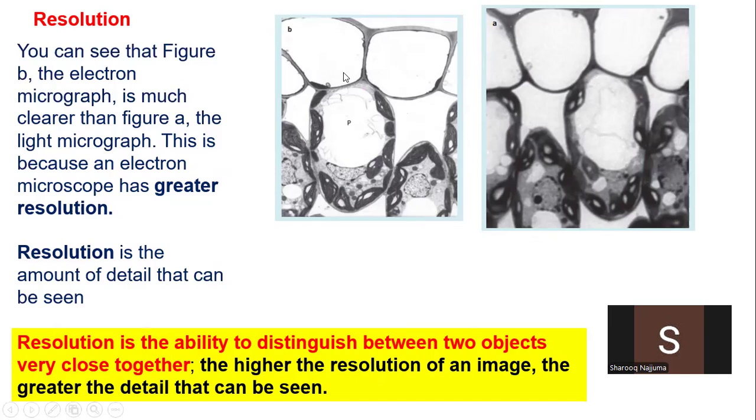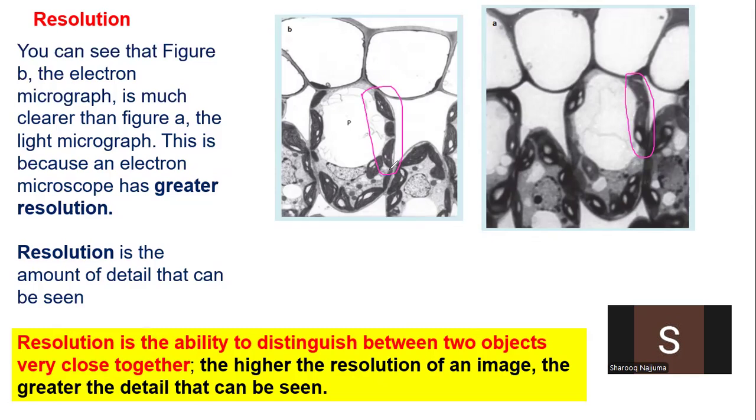Let's go back to these micrographs. You can see these chloroplasts are very close together, and the microscope was able to distinguish them and show you that they are different. However, the light microscope was not able to distinguish them. It shows you as if it's just one structure. However, here it's showing you three different chloroplasts. So resolution is the ability to distinguish between two objects that are very close together.